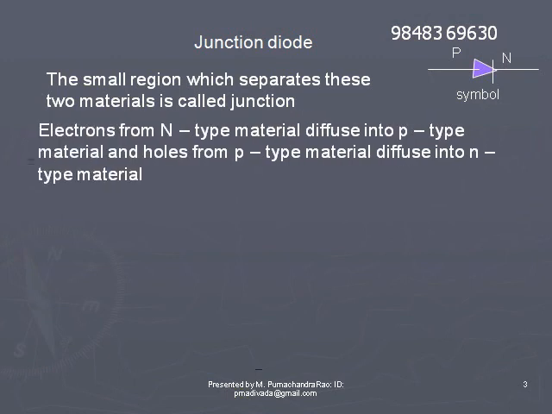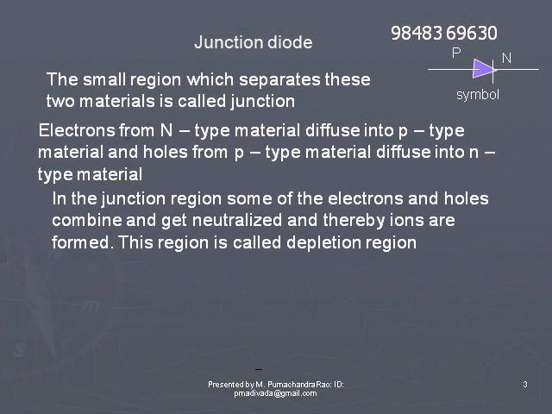When the junction is formed, electrons from N-type material diffuse into P-type material and holes from P-type material will diffuse into N-type material. Diffusion takes place from higher concentration to lower concentration. In N-type material, electrons are majority charge carriers. Their density is more. So they diffuse into P-type material. In P-type material, holes are the majority charge carriers. Their density will be more. So they will diffuse into N-type material.